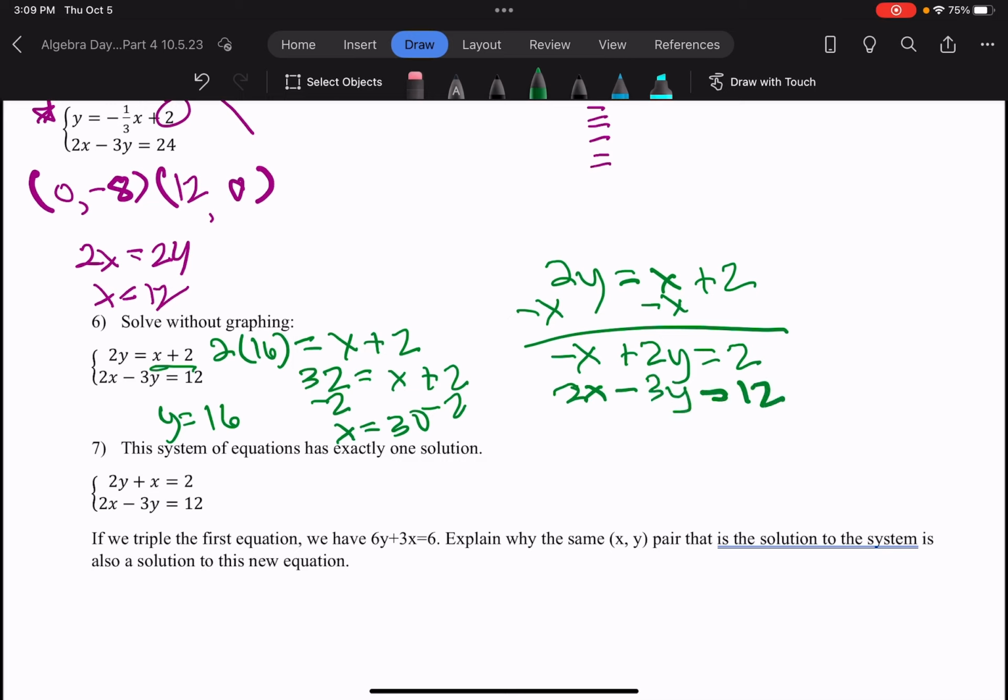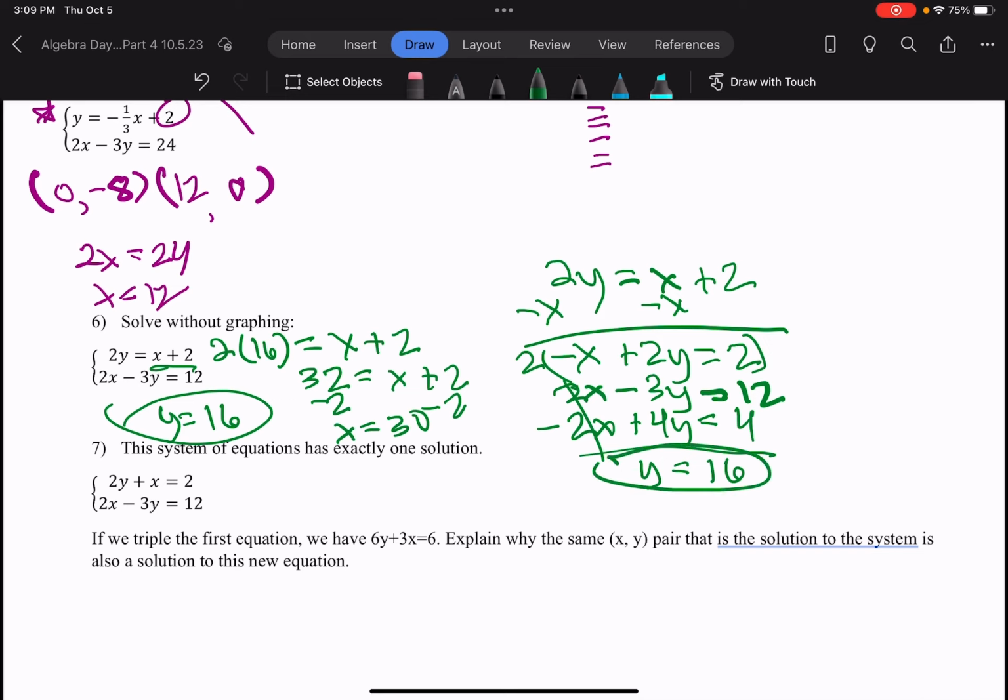And now it's apparent to me that if I multiply my top equation by 2, I'll get something I can cancel out. So this becomes negative 2x. 2 times positive 2y becomes plus 4y equals 4. These will cancel out, and I'll be left with y equals 16. So notice I got the same answer, I just did it a different way. So you can choose to do substitution, or you can choose to do elimination.